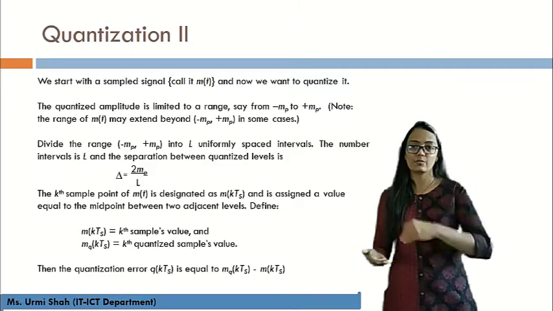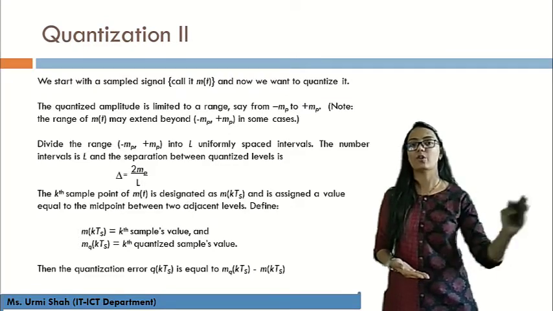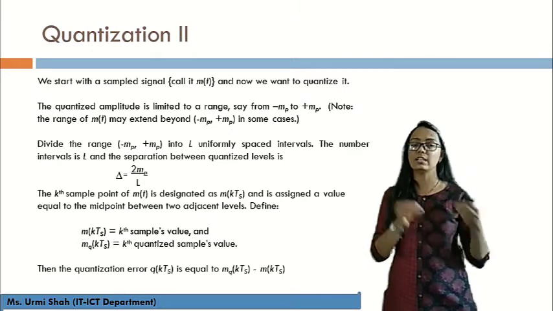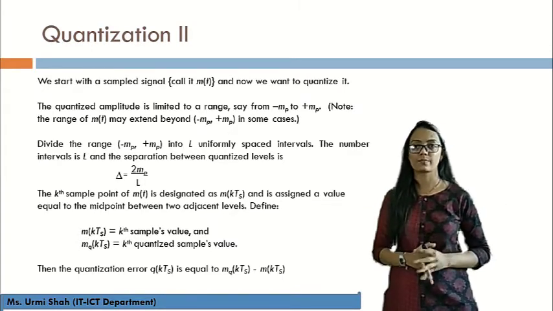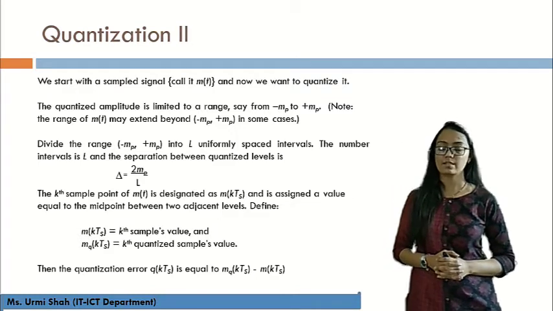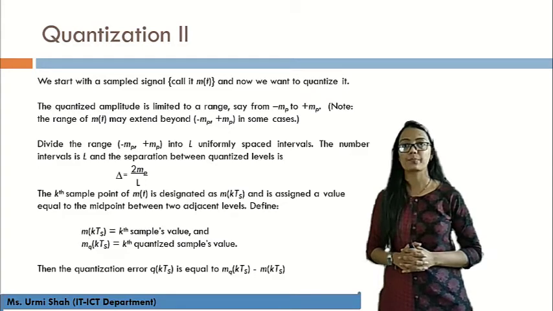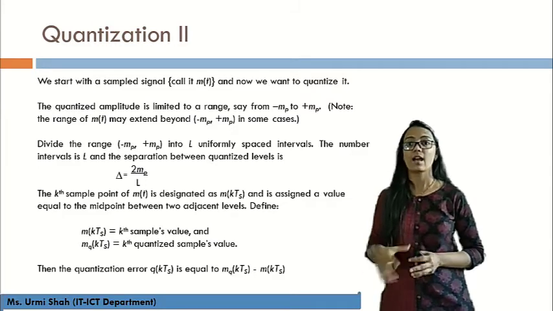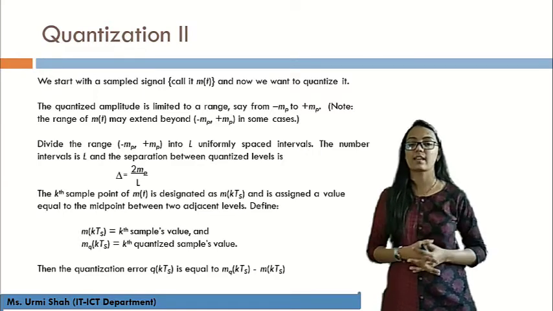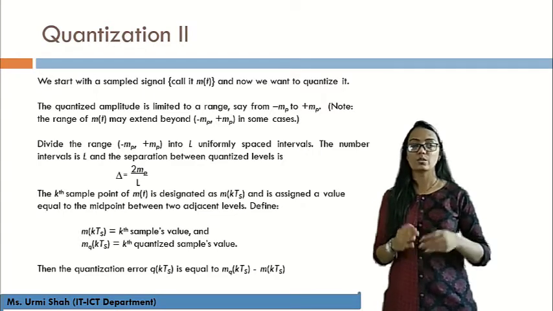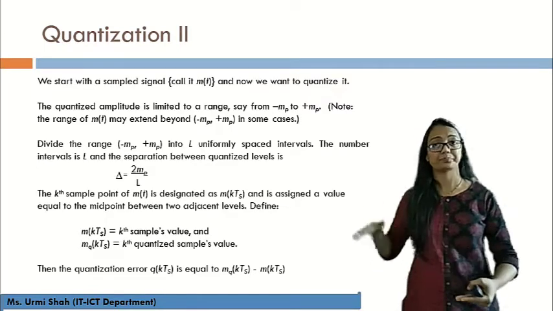Sampled signal means if you have a continuous waveform, I am discretizing it in the form of samples, converting it to digital samples from analog values. So that is a sampled signal. We will start with a sampled signal, which we call m of t, and then I want to quantize that sampled signal. So that is our stage 2, quantization.